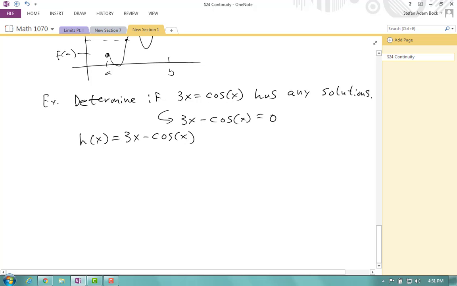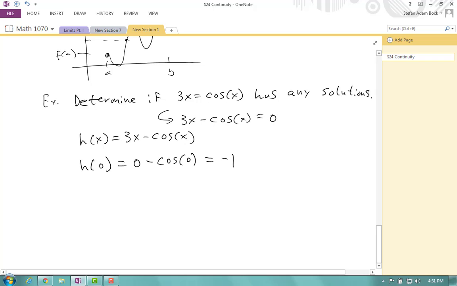My function value has to be equal to 0. So I'm going to try to hunt for one of those problems. I'm going to start at 0, because that's easy. H of 0 equals 0 minus cosine of 0, which is 1. So this is negative 1. Fabulous. Now what else is easy?